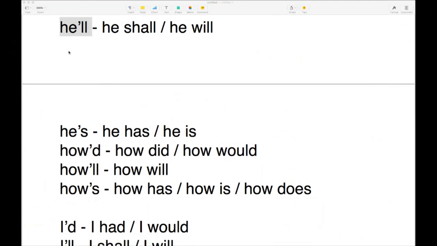All right, so the next one we're going to look at is another he, and it's he will or he shall. So he'll sounds exactly the same as the heel on your foot, the bottom of your foot. I might say my son will start school in September. He will start school in September. He'll start school in September. And he'd and he'll are both quite commonly used in formal or informal speech.